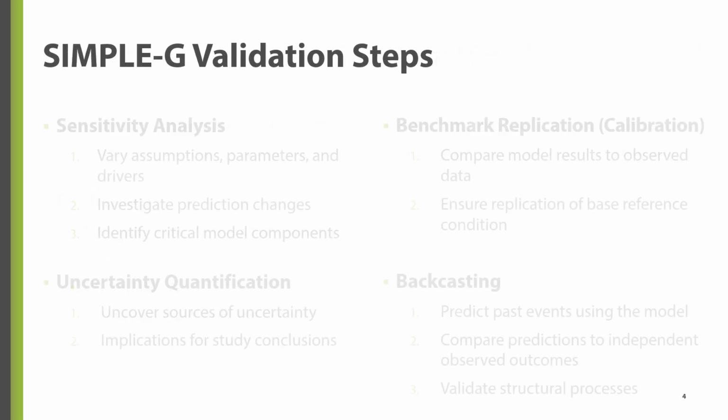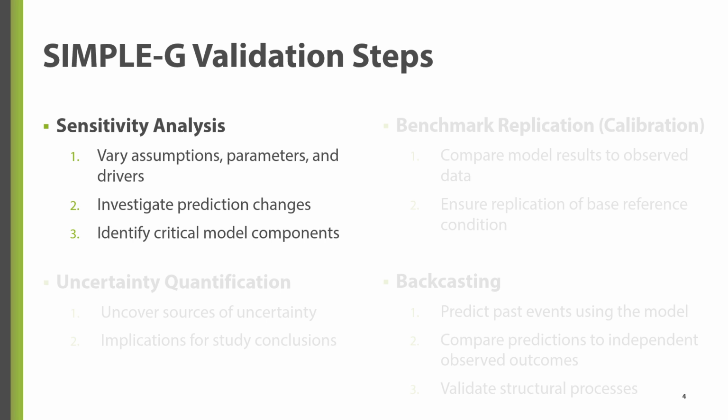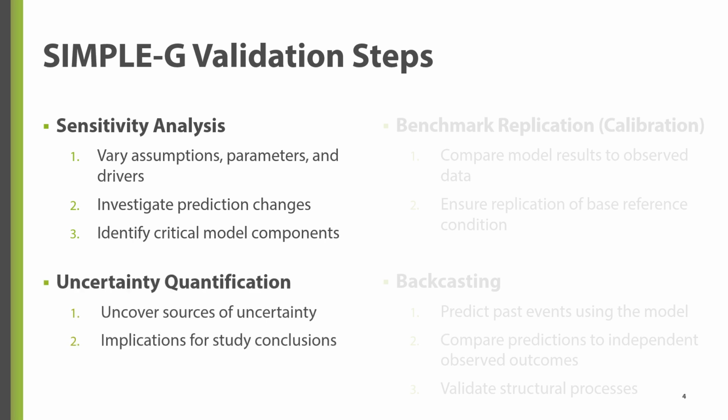To ensure the robustness of the geospatial economic model, a multi-pronged validation approach is crucial. This includes sensitivity analysis, where you vary the key assumptions and drivers to understand how predictions change, pinpointing critical model components. Uncertainty quantification helps identify potential sources of uncertainty and their impact on conclusions.